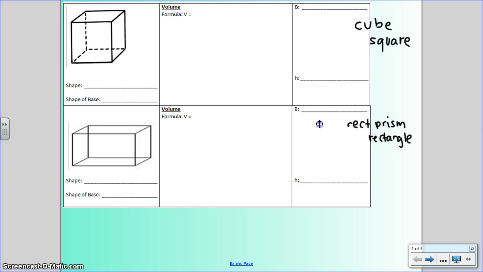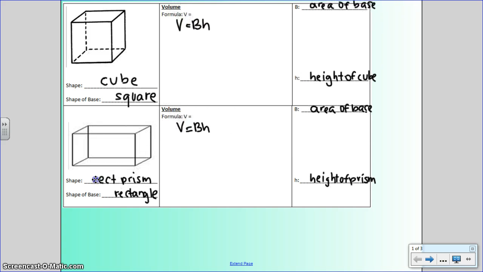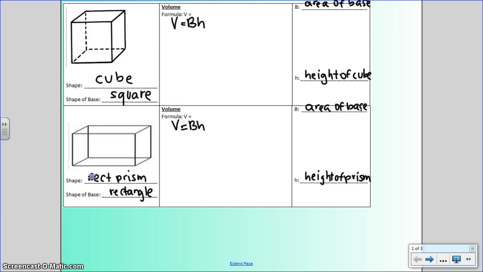Okay, now you should have filled in this information. The top one is a cube, so that means the base is a square. You can fill in this formula from the formula chart: volume equals area of the base, you see that again, times the height of the cube. This bottom one is a rectangular prism, which means the bottom is a rectangle, and the formula for volume of a prism is still volume equals area of the base times the height of the prism.